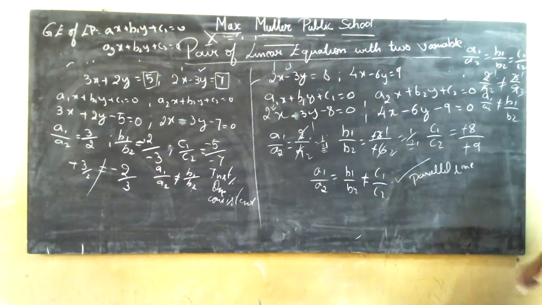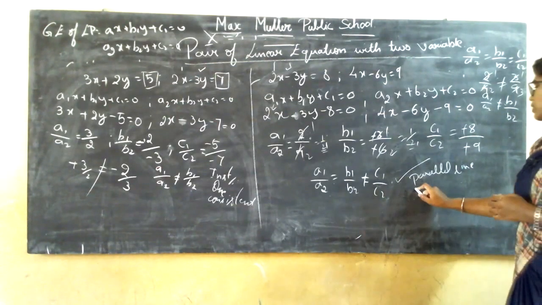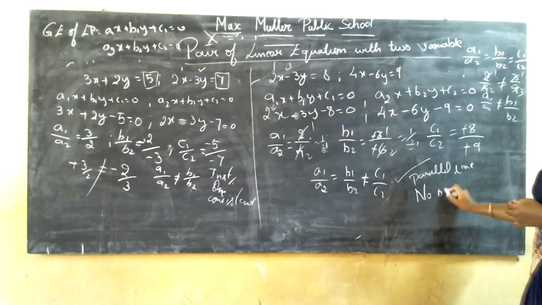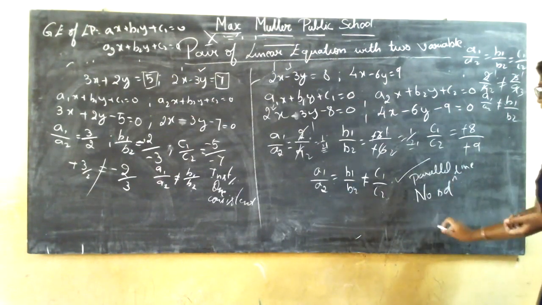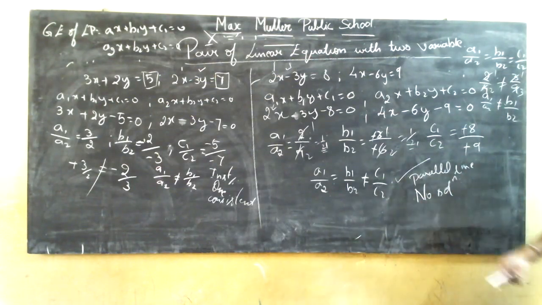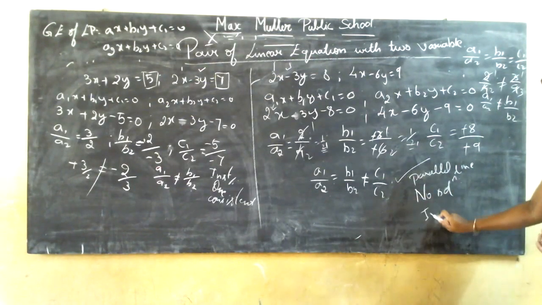Parallel line. How many solutions does this parallel line have? You do not have any solution. No solution you have, because if the two lines are intersecting, or if they are meeting at one point, then you would have said you have a solution. If they are not meeting at all, how can you say it as a solution? Then if it is not having a solution, what is the term you are going to use? It is inconsistent.